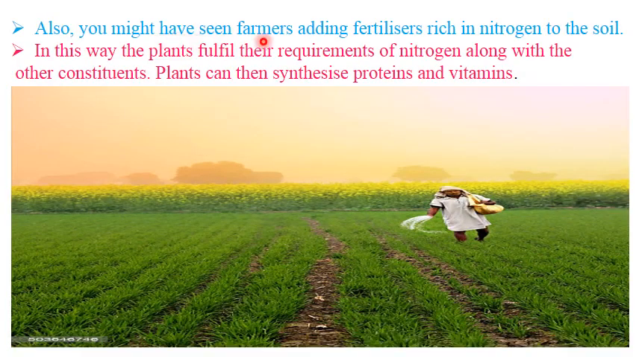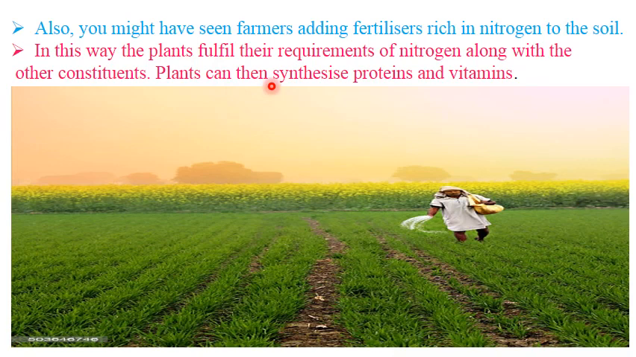Also, you might have seen farmers adding fertilizers rich in nitrogen to the soil. These rhizobium bacteria are present in leguminous plants, whereas some other plants also need nitrogen. For that, farmers externally add nitrogen-rich fertilizers to the soil so that it mixes with the soil and is absorbed by the root. In this way, plants fulfill their requirements of nitrogen along with the other constituents.